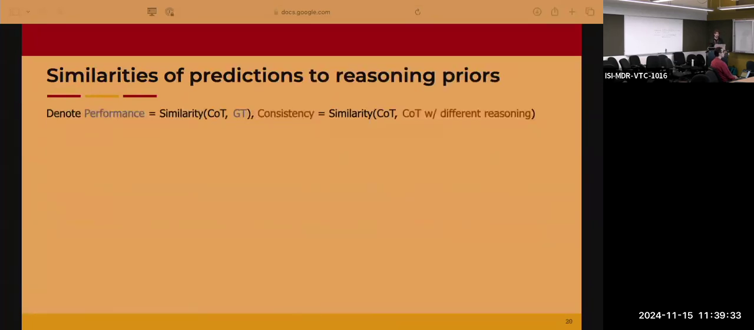And here, just to set up the results, I want to begin with some definitions to make the results easier to parse. We denote performance as the similarity of the chain of thought predictions to the ground truth. And we denote consistency as the similarity of the chain of thought predictions to the same chain of thought, but using different but valid reasoning chains. We had two people work independently to produce valid reasoning chains for this example, and we want to see how consistent the predictions of the model are depending on the different reasoning chains.